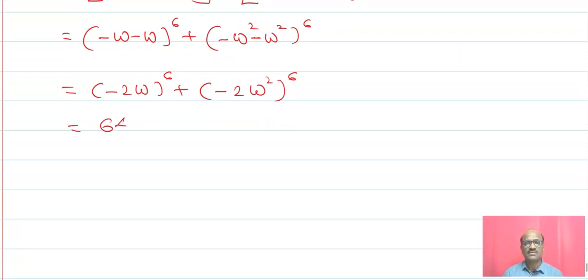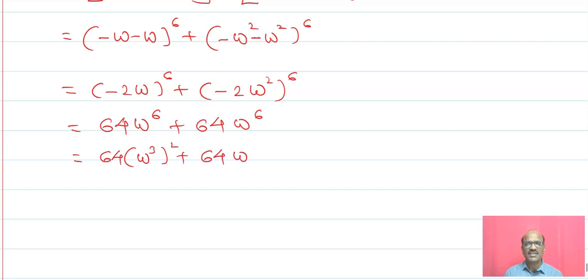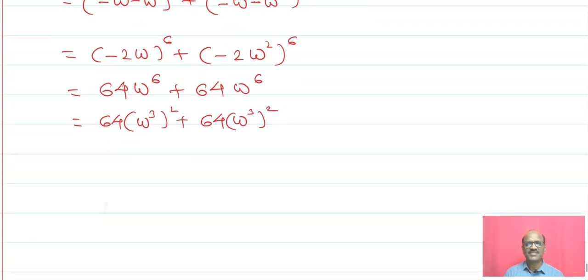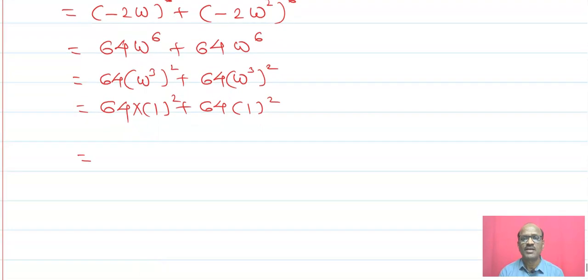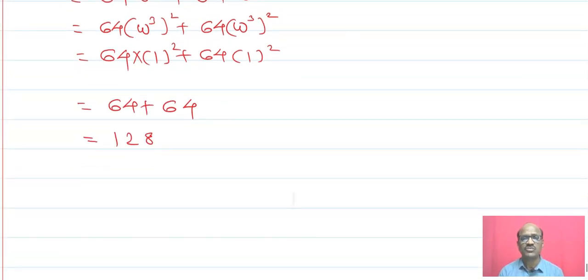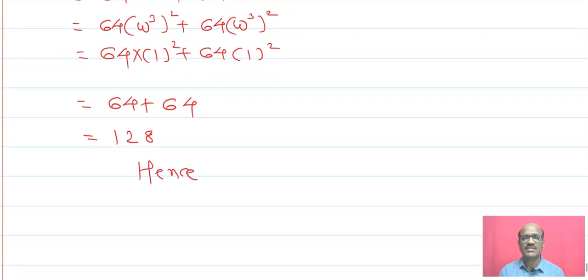Now here, 64 omega raised to 6 plus 64 omega raised to 6, that is 128 can be written as, but okay, no problem. Therefore, omega cube means 1 and again omega cube means 1. Therefore 64 plus 64, that is equal to 128, and hence it is proved.